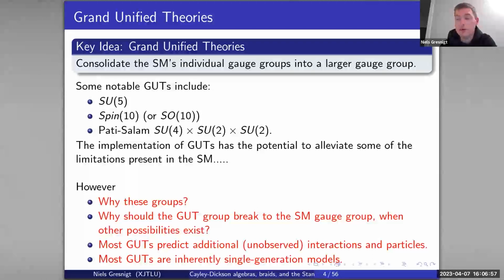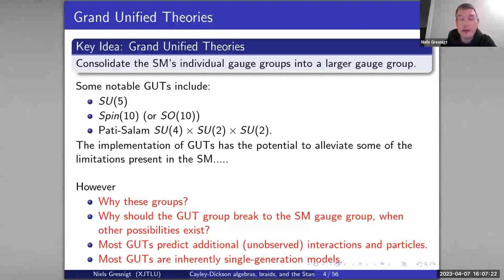For example, well, why these groups? Why not any other group, for example, SU(12)? Right? Because there's infinitely many of them. So how do you choose? Also, how do you break up your larger group to the standard model gauge group? And why should it break to exactly the standard model gauge group rather than some other product of subgroups?